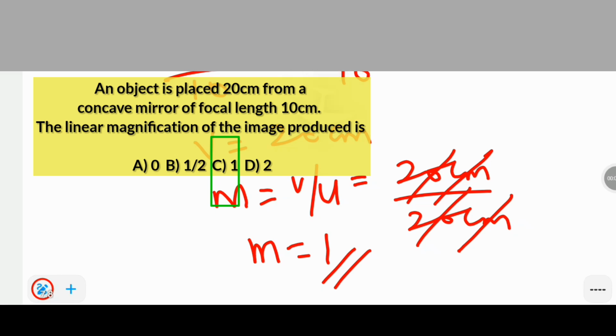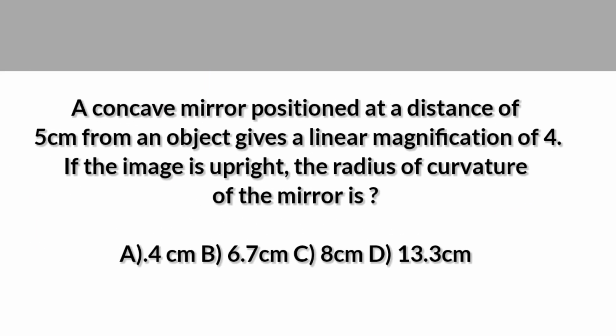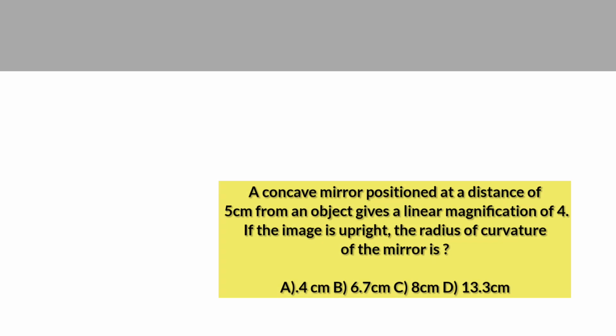Okay, let's try the next question. A concave mirror positioned at a distance of 5 cm from an object gives the linear magnification of 4. If the image is upright, the radius of curvature of the mirror is dash. So we are given these options to find the radius of curvature.